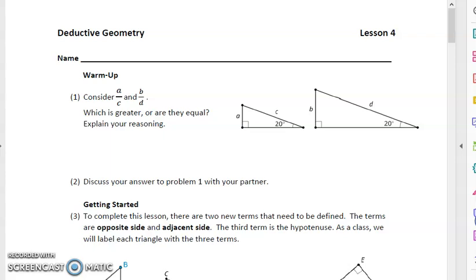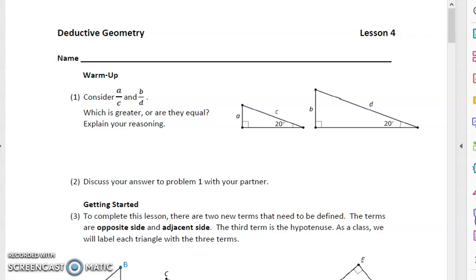And the first question is asking, if I look at the triangles that are given, I consider the ratio of A over C and B over D. Do you think they're equal to each other, or is one greater than the other? Explain your reasoning. Work probably independently, and then have a discussion with your partner when you're ready to provide additional information about this problem. Turn the video back on.